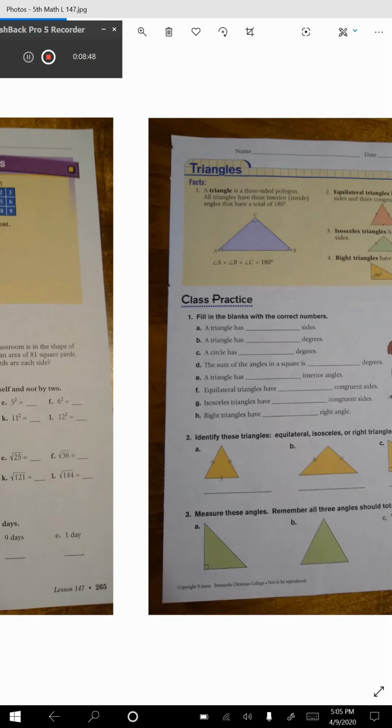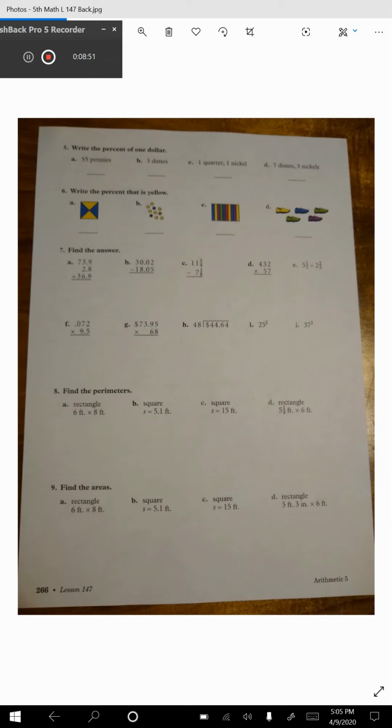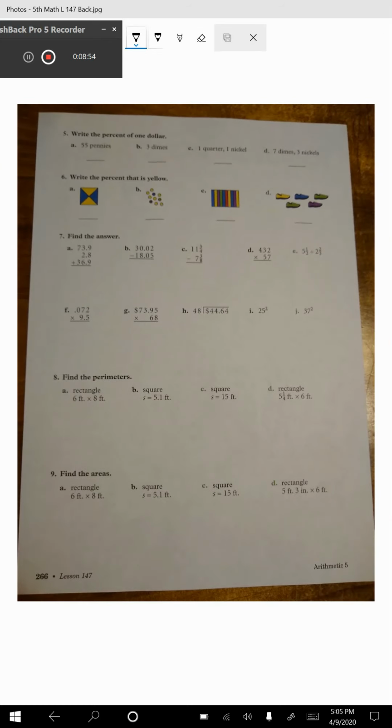All right. Let me see where we're at here. 147 back. All right. Write the percent of $1. Okay, so I'm only going to do the first one with you here. If you have 55 pennies, that's 55 cents out of how many cents? 100. Okay. Before you change to a percent, let's reduce it as much as we can. It looks to me like 5 will go into both of these. So 5 goes into 55 11 times. 5 goes into 100 20 times.